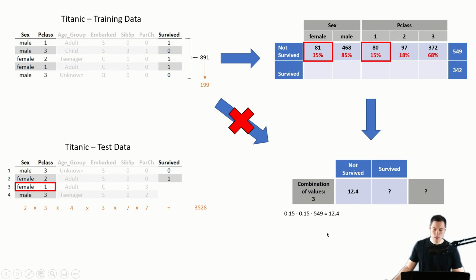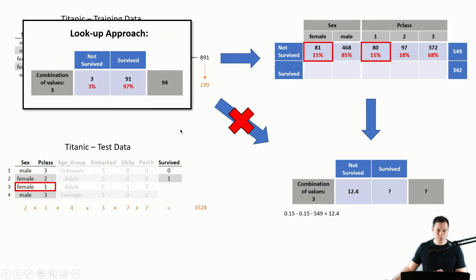So now let's see how good this estimation actually is. Namely, because we are currently looking at only 2 features, we can actually look up in our training data how many of those are female and travel in the first class. So let's do that. And here we can see that there are only 3. So our estimate here is not quite right, but it's also not that far off.